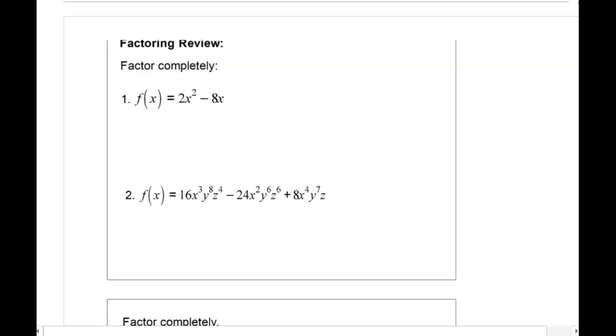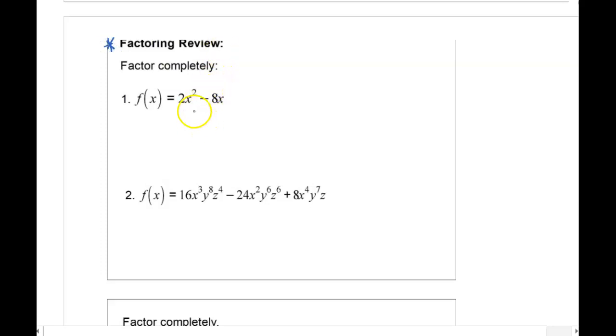All right, guys, so this is a video to remind you how to factor. Hopefully this is something you remember, but if not, hopefully you will remember after watching this video. Okay, so if you go to your notes, there's a part of your notes that's factoring review. That's what we're going to go over.